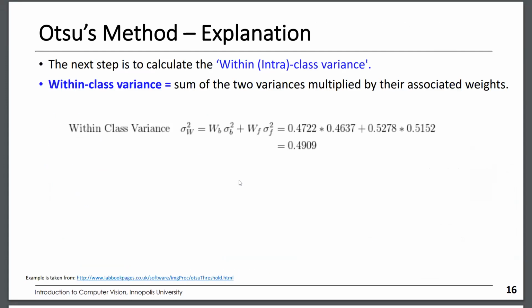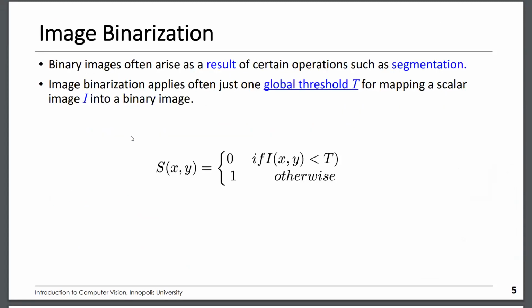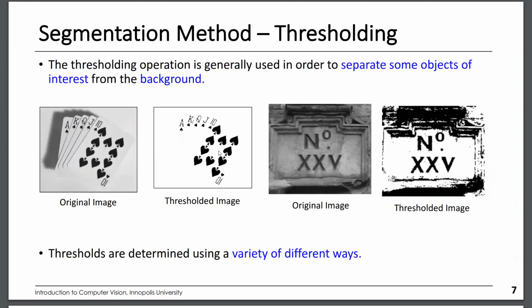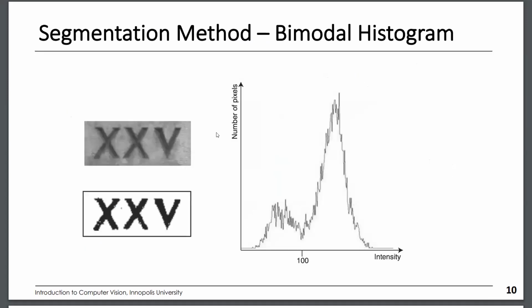So far, let's just quickly recap what we have seen. We have seen that there are different thresholding techniques. We have seen what thresholding is. We have seen that it could be used to separate the background from the foreground. We've seen it's not an easy technique.